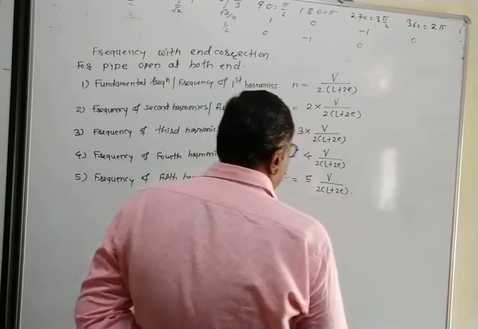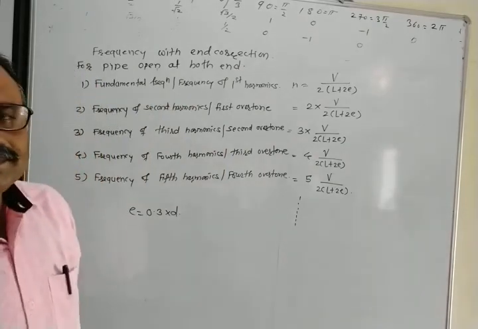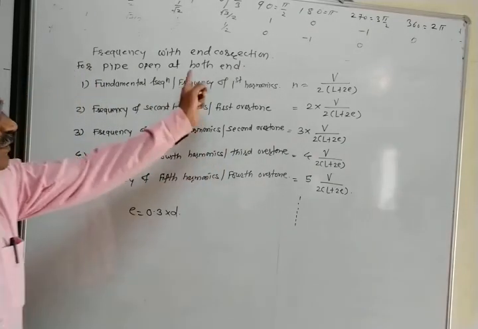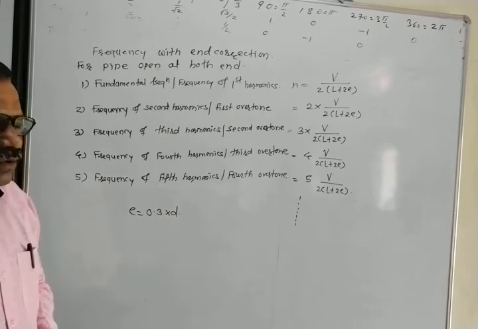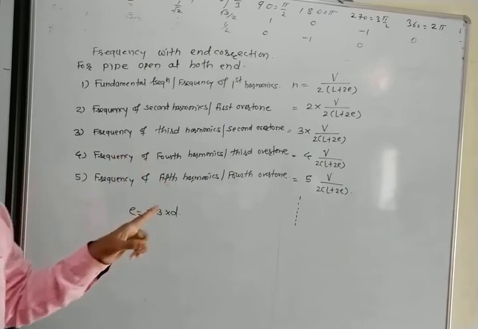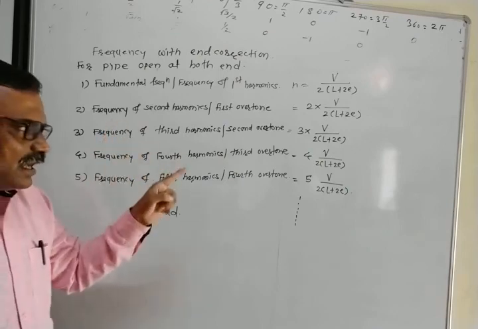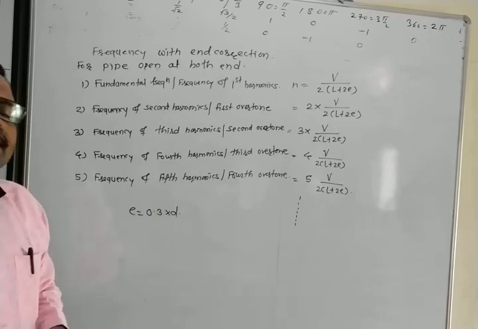In this way, we can calculate different higher frequency. In case of a pipe which is open at both ends, we know all harmonics are present, even harmonics as well as odd harmonics. That is, both types of harmonics are present.